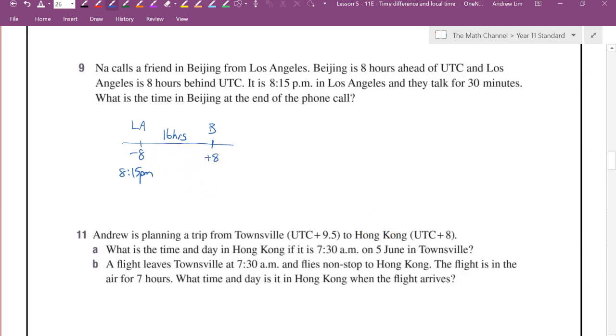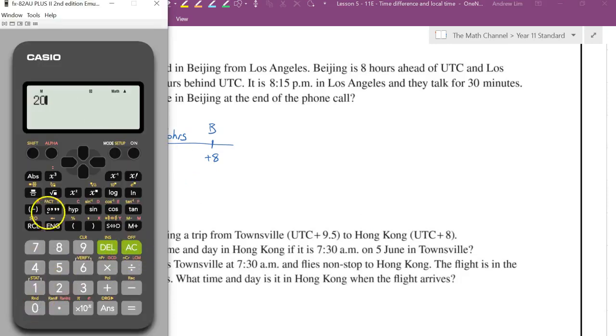What is the time in Beijing that the phone call ends? So I'm going to get my calculator out. I'm going to put this in 24-hour time. So that becomes 20 hours, 15 minutes. I'm going to add my 16 hours. Oh, that's more than 24 hours, so I'm going to minus 24 from that.